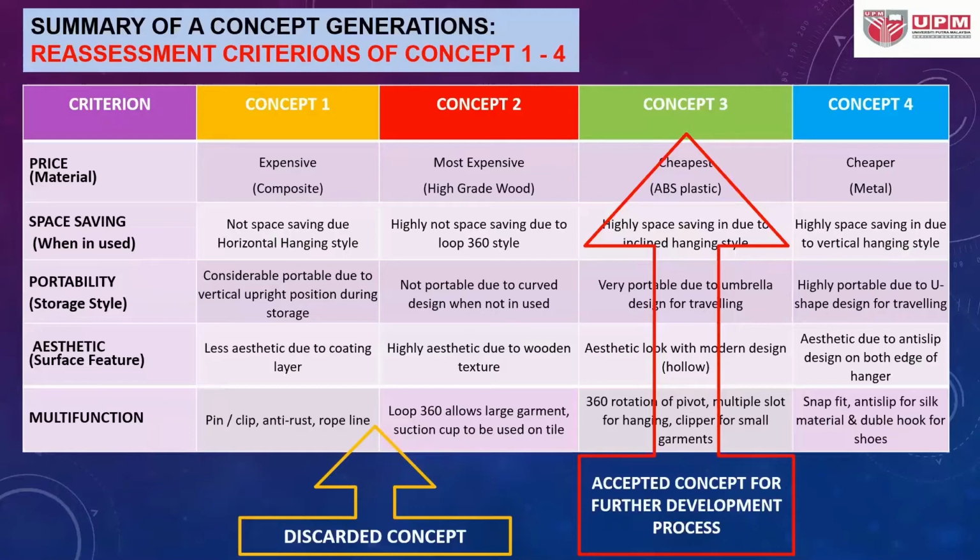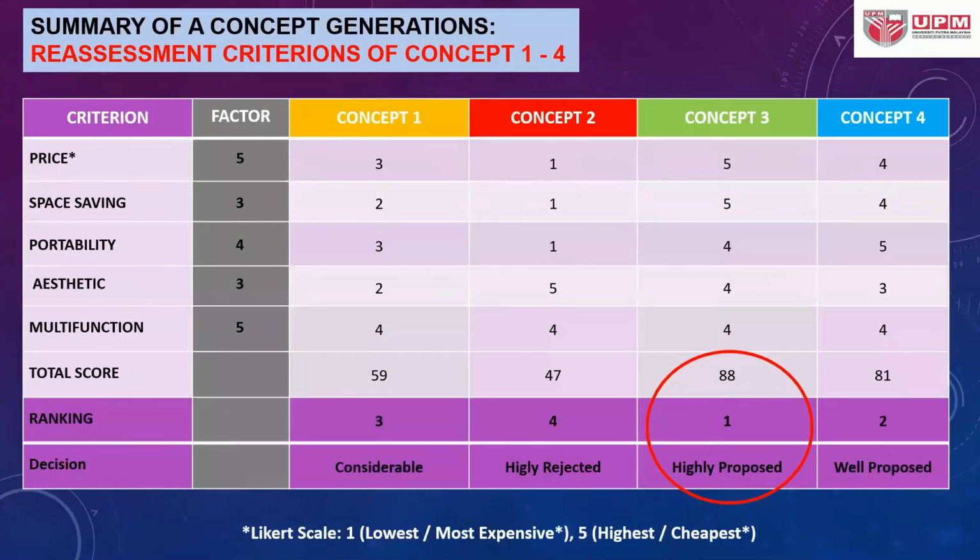As you can see in the next slide, we give the rating for the concepts. The highest score in the ranking is concept number 3 with 88, and the lowest score is concept number 2 with 47. The factors that we gave to the criteria: price and multifunction are the highest with a factor of 5, portability 4, and space saving and aesthetic 3.